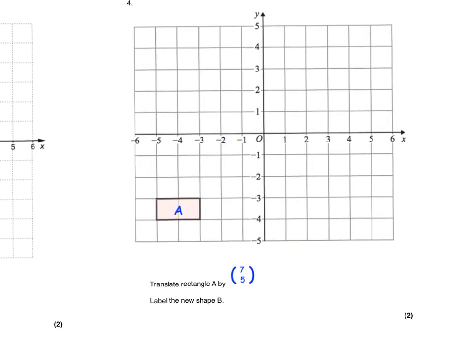Next one, translate shape A by 7, 5. Again, that just means I'm going to pick any corner. So I'm going to pick the bottom right. I'm going to go across 5: 1, 2, 3, 4, 5, and up 7: 1, 2, 3, 4, 5, 6, 7. And I'm just going to mark a wee X there. Now, because I used the bottom right-hand corner, I know that that's where my shape starts from. So I can see that from there I go up 1, I go across 2, and there's my rectangle.